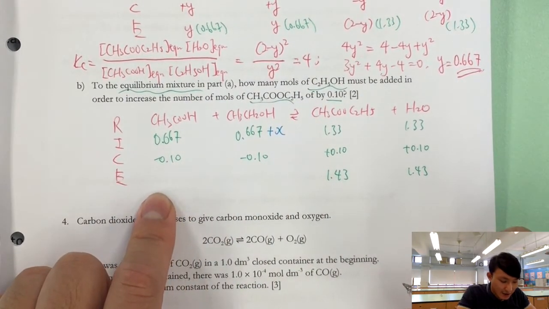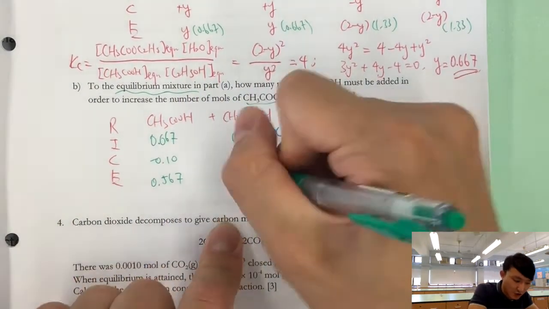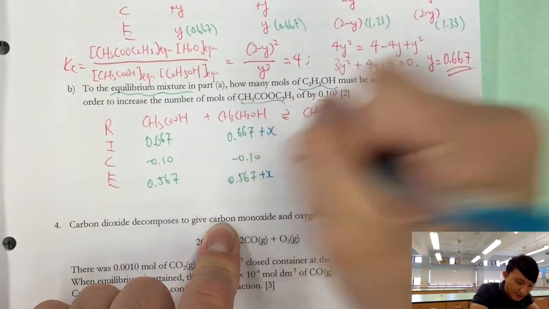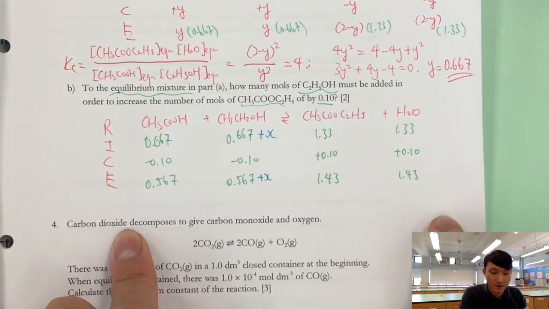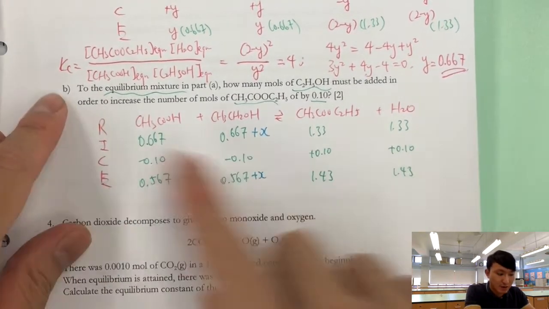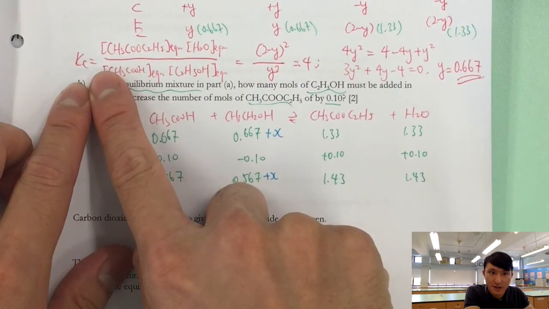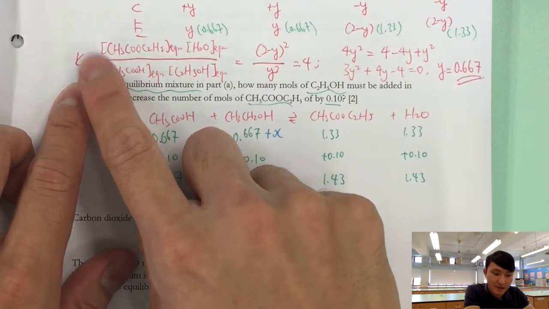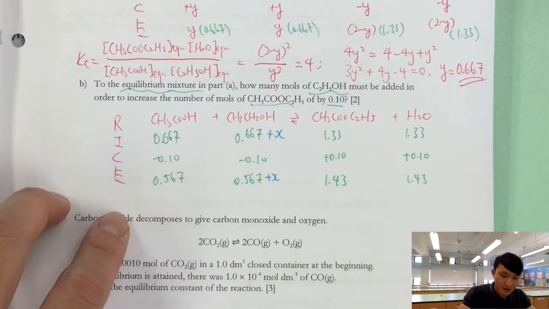So at equilibrium, this one you should have 0.567. This one you should have 0.567 plus x. Okay? Now, with all these equilibrium concentrations, we can plug them into our Kc expression again. Remember, the Kc is constant as long as temperature is constant. Changing concentration does not affect the Kc. Kc is always 4 in this case. So, we plug it into the equation.